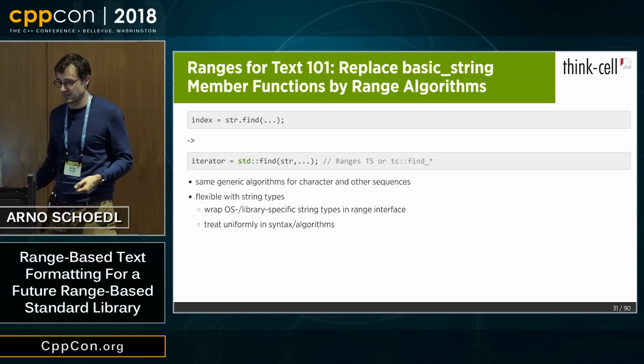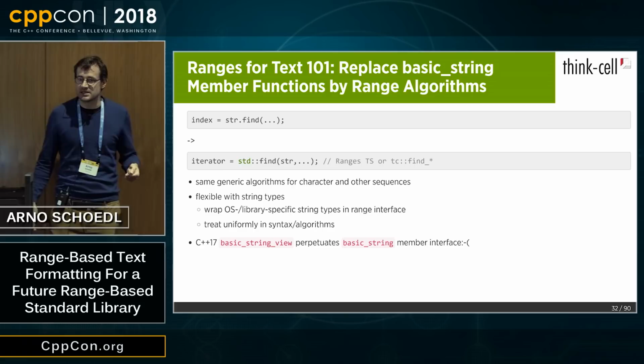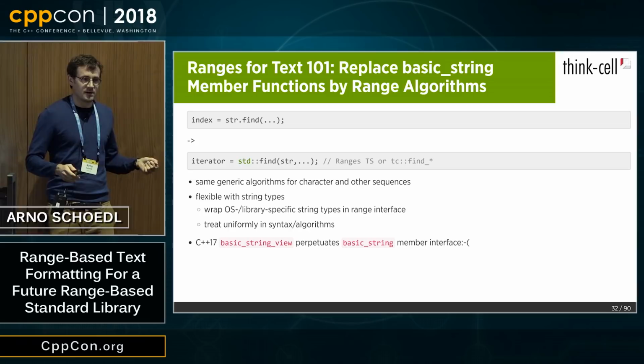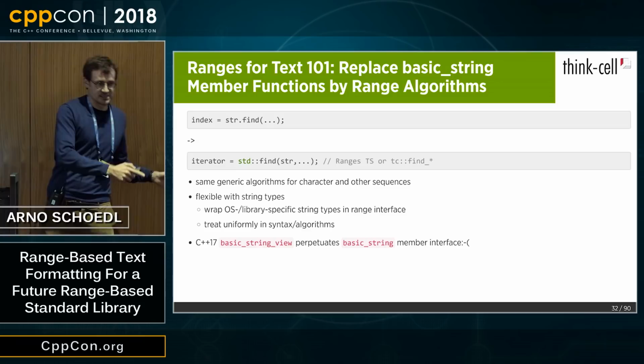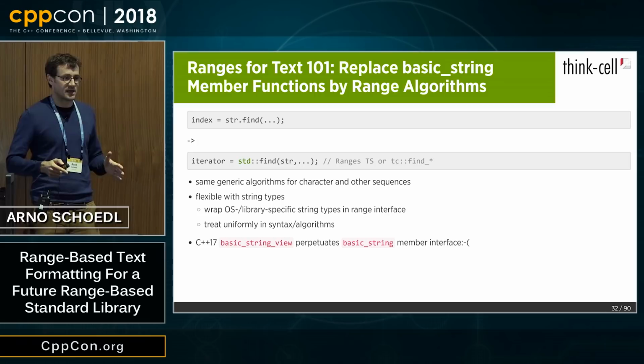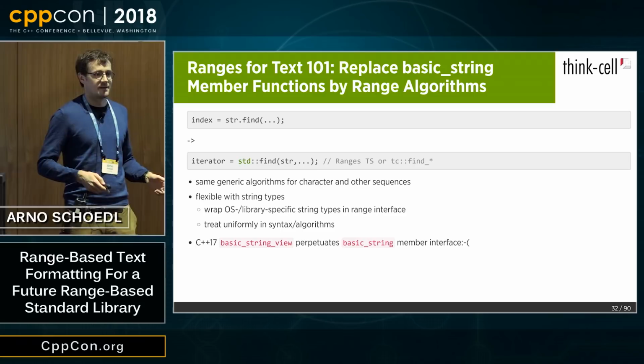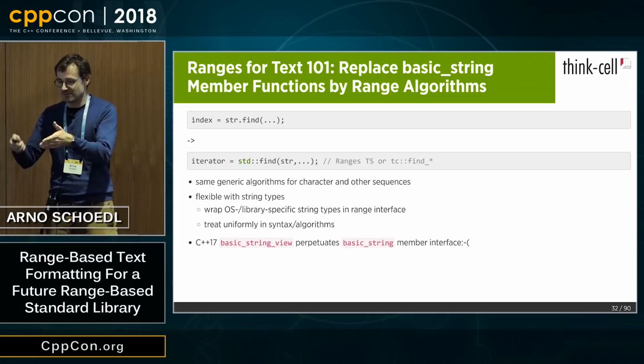C++17 just introduced basic string view. Now, basic string view goes exactly the opposite direction, or at least parts of it. So the design goal of basic string view was to be compatible with basic string. This thing must be a drop-in replacement for basic string. And now everyone says C++ is hard to teach. Well, basically, basic string view is fine, just don't use all that member function stuff, would be my advice.